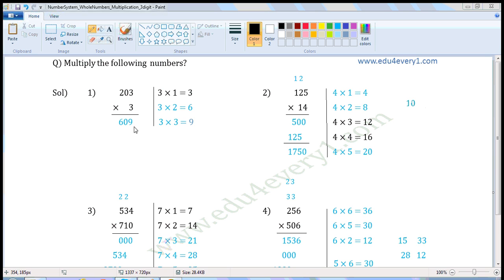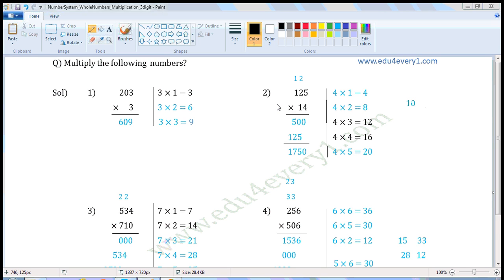So write 9 here. Now we have to multiply 3 with 0, 3 into 0 is 0, so write 0 here. Now we have to multiply 3 with 2, 3 into 2 is 6, so write 6 here. 203, when multiplied by 3, we get 609.